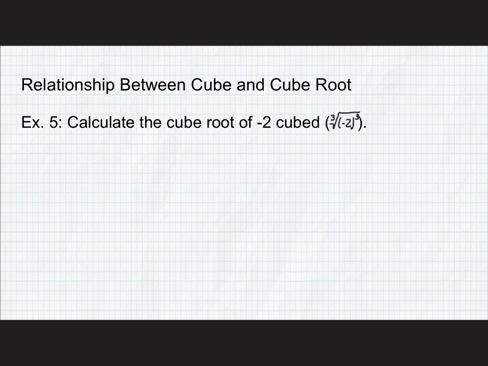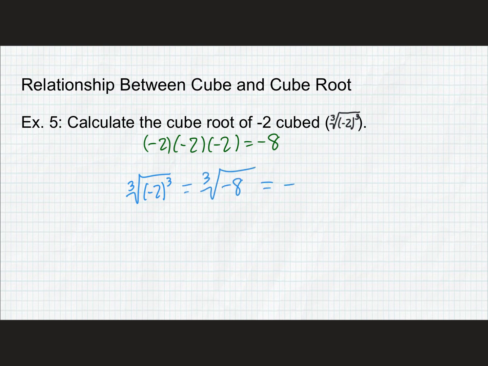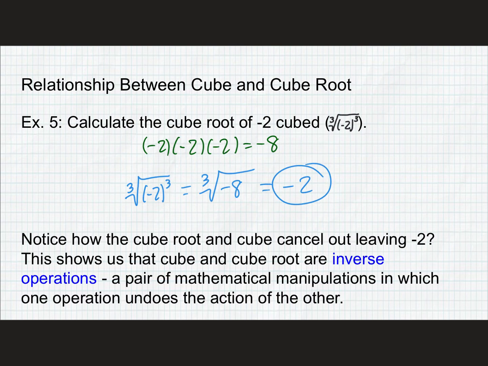Let's go ahead and try another example. Calculate the cube root of -2 cubed. Well, -2 cubed is -2 times -2 times -2, which when you multiply it all together gives you a -8. And what is the cube root of -8? Well, it is -2. Notice how the cube root and the cube cancel out, leaving just -2? Well, this shows us that cube and cube root are inverse operations, just like square and square root.